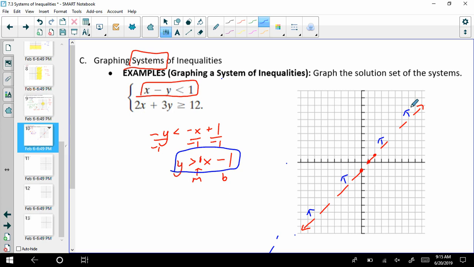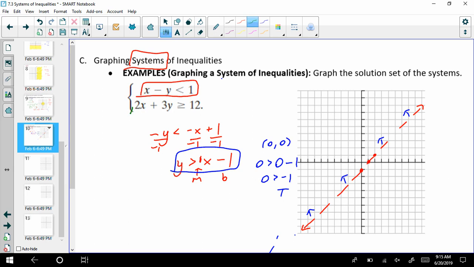If you wanted to do a test point, if I did 0, 0 as my test point and I plugged that in, I'd get 0 is greater than -1, which is true. So that's why I'm shading the region where 0, 0 is. But I'm not going to do the shading yet. Okay, now let's do the other one.